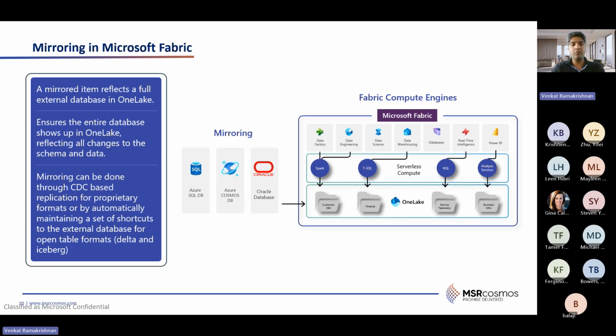Moving on to mirroring, what is mirroring, right? A mirrored item reflects a complete full external database in OneLake. With the help of mirroring, you can have your entire database show up completely in OneLake, and it will reflect all the changes, be it to schema or to the data. There are two ways in which you can achieve this. One is through change data capture based replication, or with the help of shortcuts to an external database. These are the two different ways in which you can achieve mirroring in Microsoft Fabric.